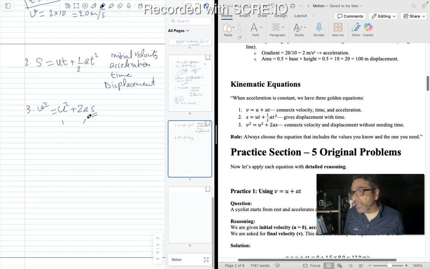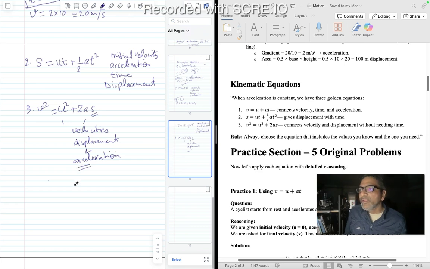So this relation connects velocities, whether initial or final, with displacement and acceleration. All right. So always choose the equation that includes the values you know and the one you need.